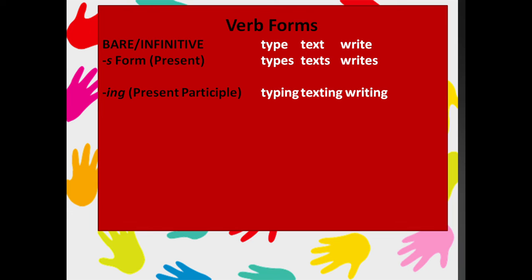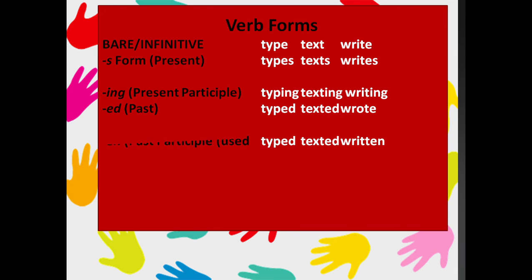The next form is present participle. Present participle has ing added to it. Typing, texting, writing. Past participle has ed attached to it. Typed, texted, or wrote. En added to past participle. Typed, texted, written, driven, etc. While we use past participle forms of verbs, we usually need to have has, have, or had before the main verbs.